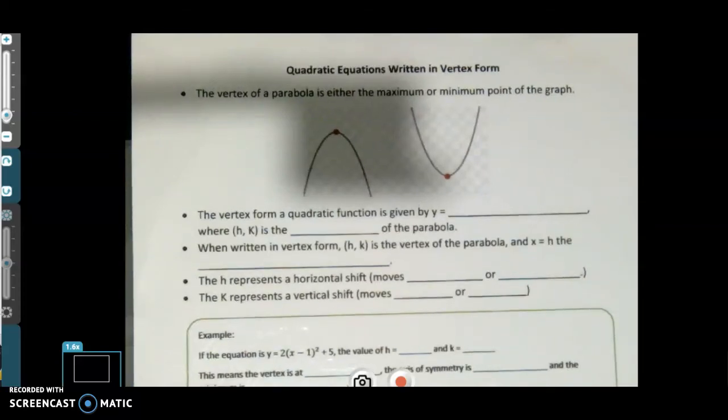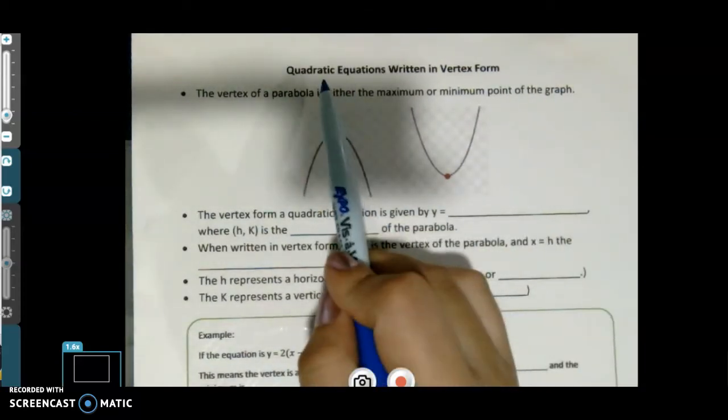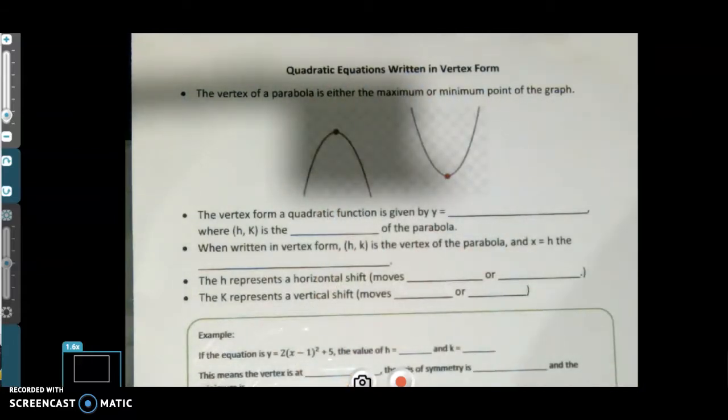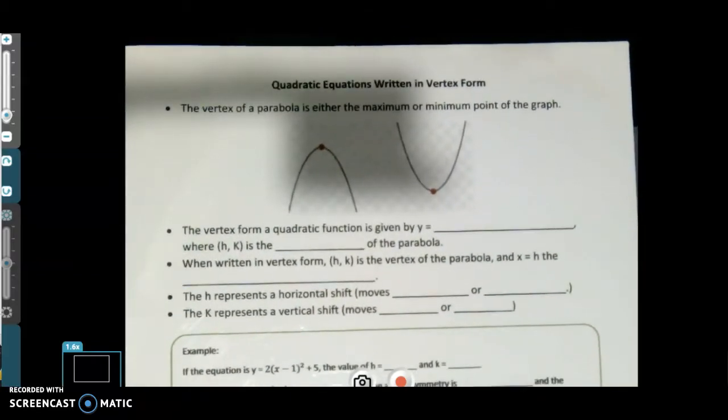All right, hi guys. So today what we're going to be doing is writing quadratic equations written in vertex form. Okay? So before we get into that, guys, let's go ahead and go over some features of the quadratic equation, okay?